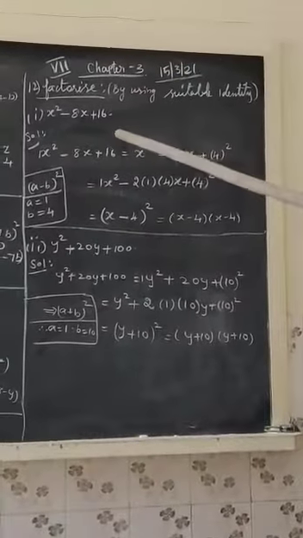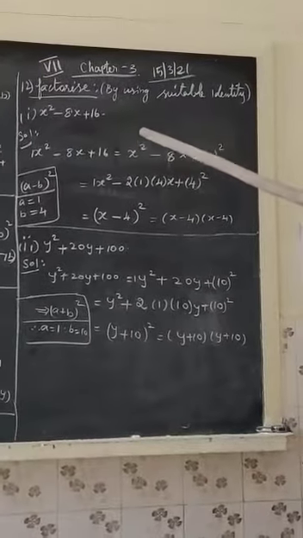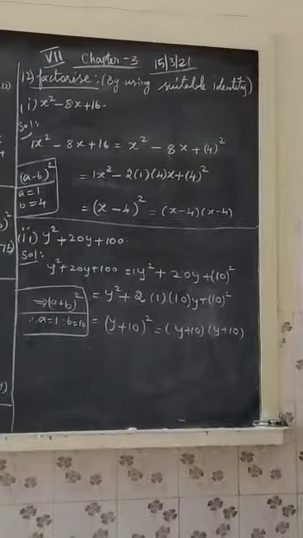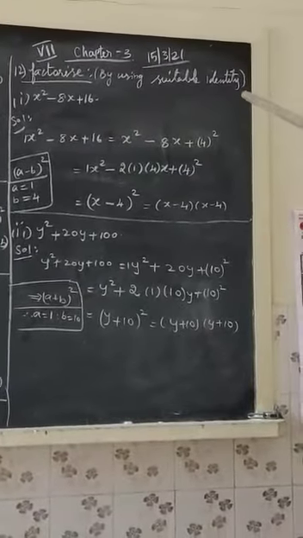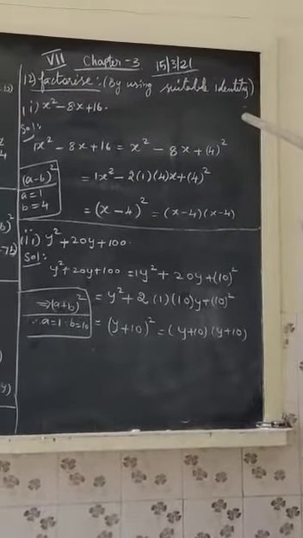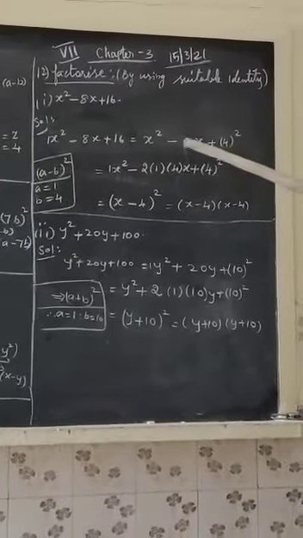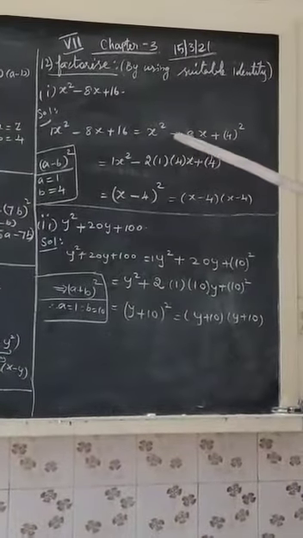Students, very good morning. Today I am going to teach factorization by using suitable identities. In this chapter we have studied 4 identities, and you use those identities to solve this factorization. Okay, let us see the first problem.